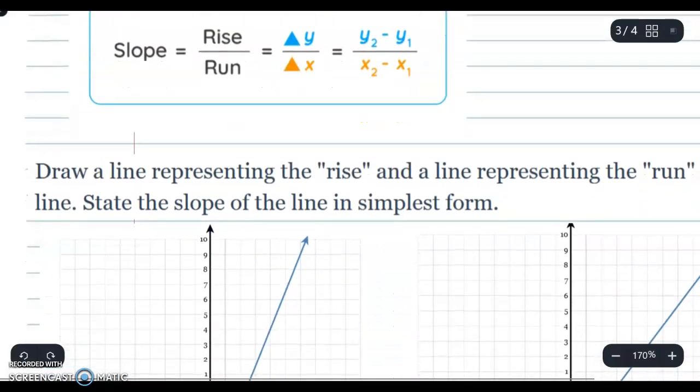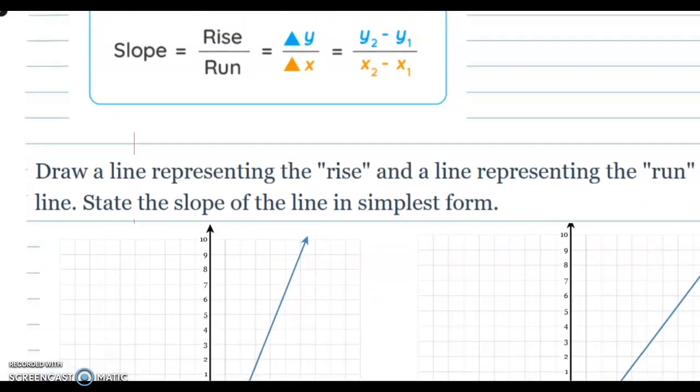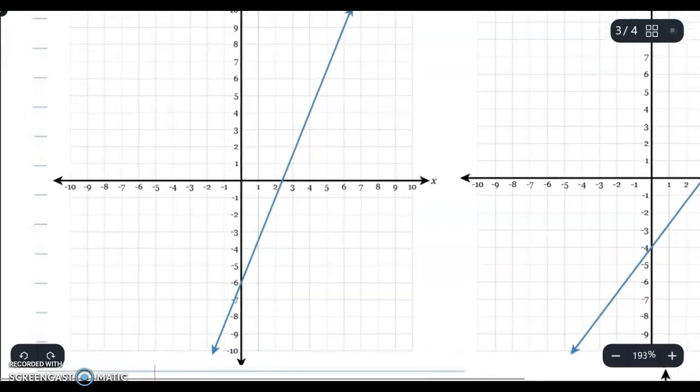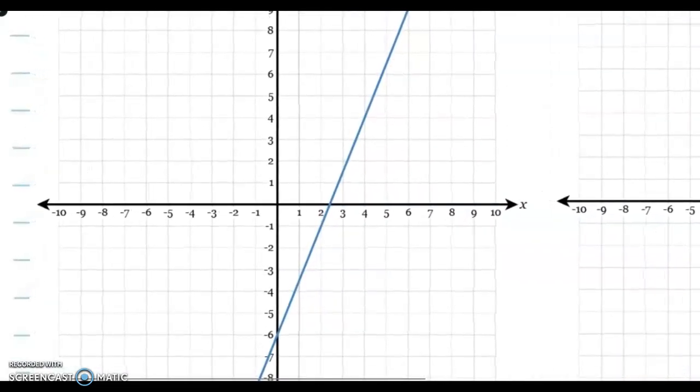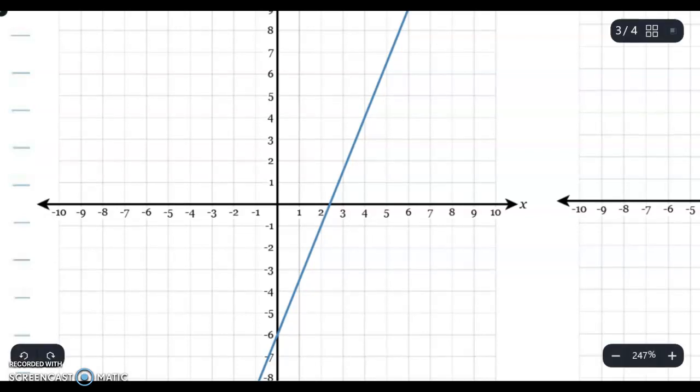It says here to draw a line to represent the rise, and a line to represent the run. State the slope of the line in its simplest form. So I'm going to zoom in on this one. What you want to do is have a line that indicates the rise part and the run part.